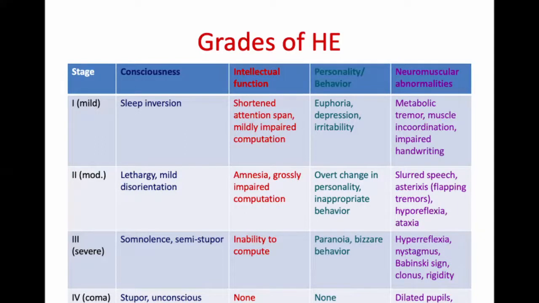Now let me just quickly go through these changes: stage 1, 2, 3, 4. You will see the early stages are very subtle. If you look at the mild stage, in the conscious level, they might have sleep inversion. They sleep during daytime, they are awake at night. Intellectual function, they will have shortened attention span and mildly impaired computation, like making mathematical calculations. And with regard to personality and behavior, they may have a little bit of euphoria or a bit of depression or some irritability. Now, this is what the family can look out for.